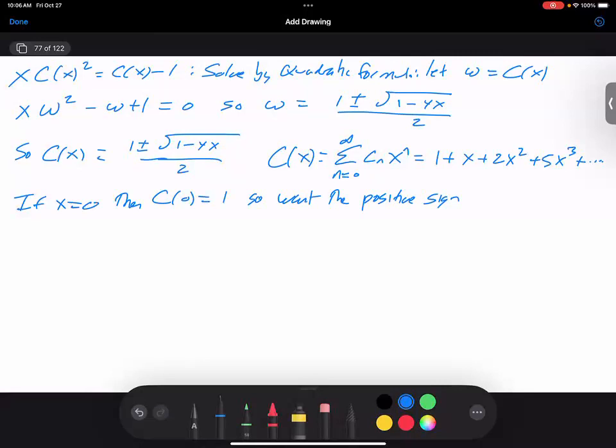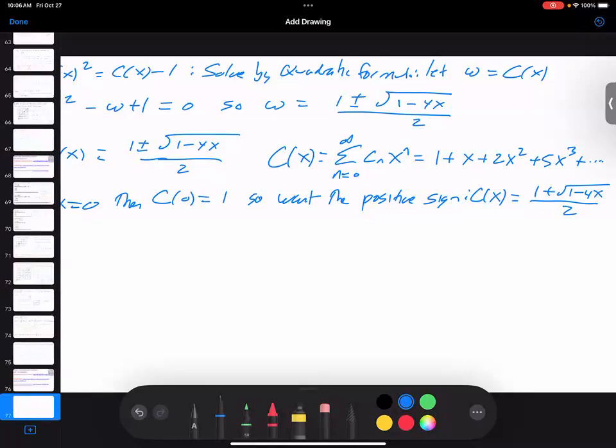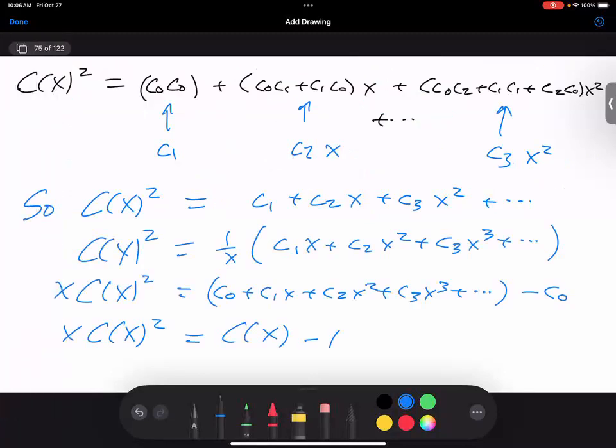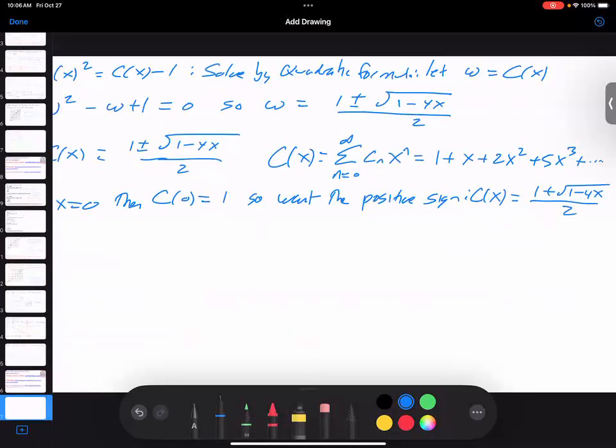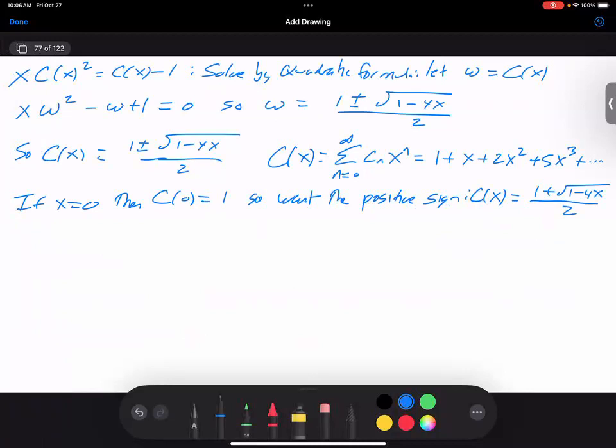So we now have a formula for C(x). So C(x) is going to be 1 plus the square root of 1 - 4x over 2. Hopefully I have not made any mistakes. Let me see. Did we check all this work? We haven't made a mistake anywhere. Okay, we add 0, subtracted 0, x C(x). Okay. So now, how would we get the coefficients from this formula?